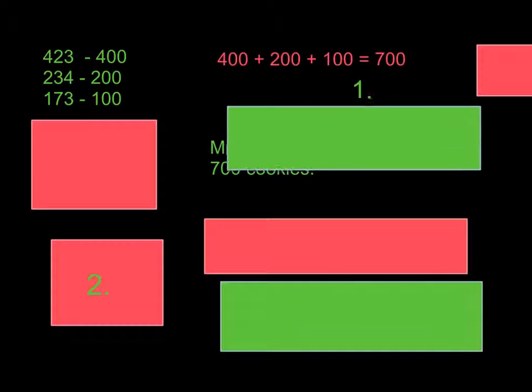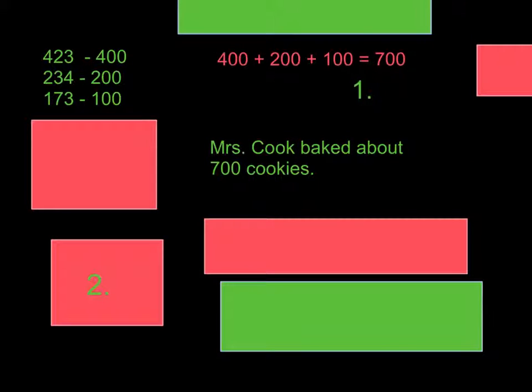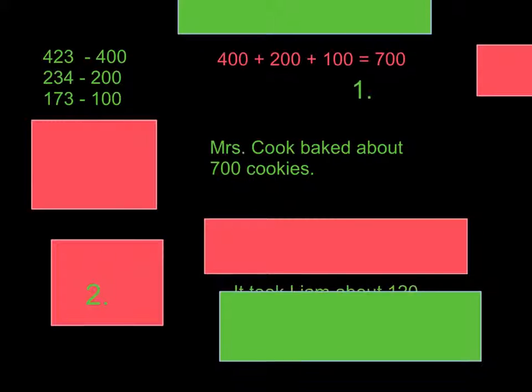So if we look at our unit answer, Mrs. Cook baked about 700 cookies. The reason we have this about in here is because we have estimated the answer. And my unit is cookies. That's what I know. I'm talking about cookies, about 700 cookies. Now let's look at problem 2.